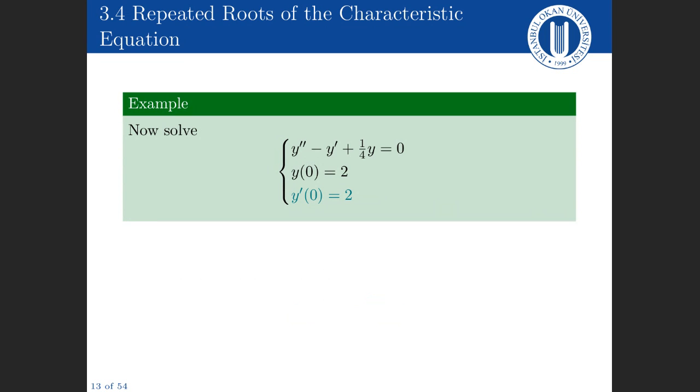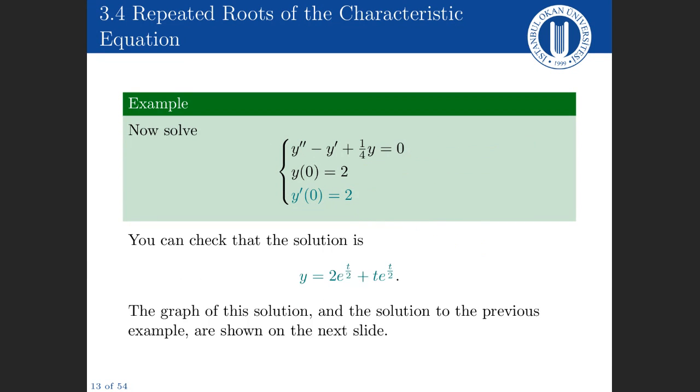Another one. This is the same differential equation. The first condition is the same, but now we have a different second initial condition. I'm going to leave this for you to solve. Use the same method as in the previous example. Work it out on paper. You will see that the solution to this initial value problem is 2e^(t/2) + t e^(t/2). I'm going to show you the graph of this solution and the graph of the solution from the previous example.